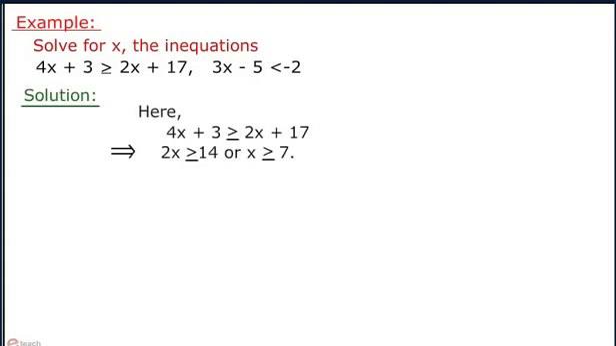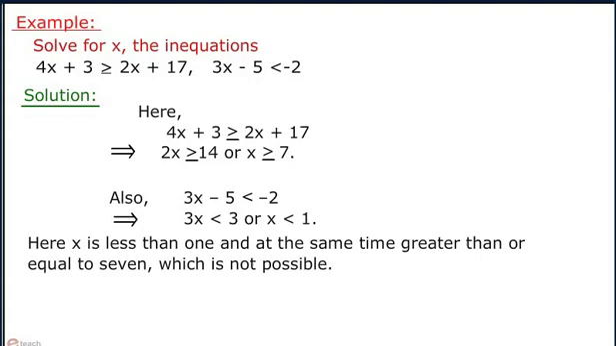Here 4x plus 3 is greater than or equal to 2x plus 17, which implies 2x is greater than or equal to 14, or x is greater than or equal to 7. Also, 3x minus 5 is less than or equal to minus 2, which implies 3x is less than or equal to 3 or x is less than or equal to 1. Here, x is less than or equal to 1 and at the same time greater than or equal to 7, which is not possible. Hence, the given system has no solution.